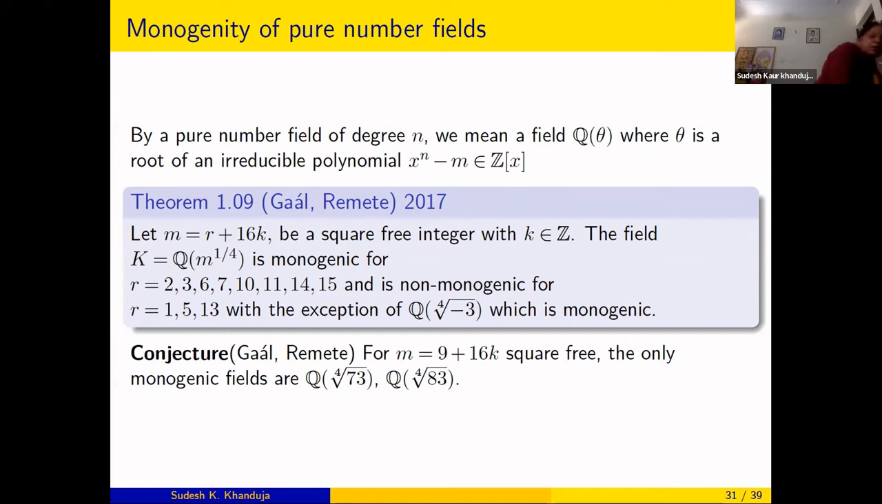There are no other possibilities for r, and they conjectured that for m equal to 9 plus 16k square free, the only monogenic fields are Q(fourth root of 73) and Q(fourth root of 83).